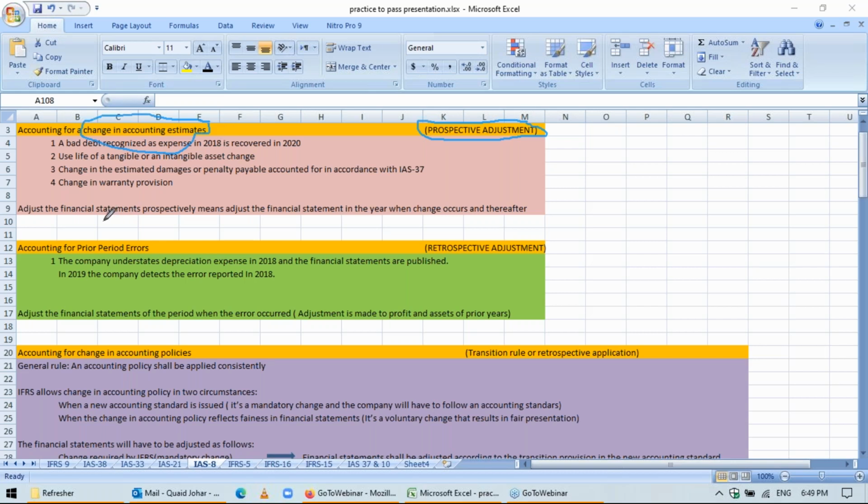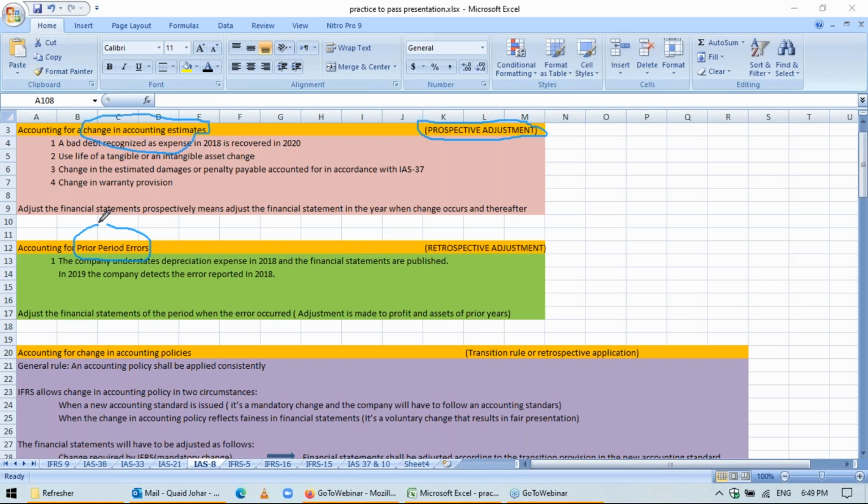And then accounting for prior period errors. Prior period error means that the error occurred in the past and you did not detect it. You detected it in the current year. So now what happens? You cannot correct it in the current year. It will be corrected in the latest financials that will be published, but you will be adjusting the opening retained earnings.